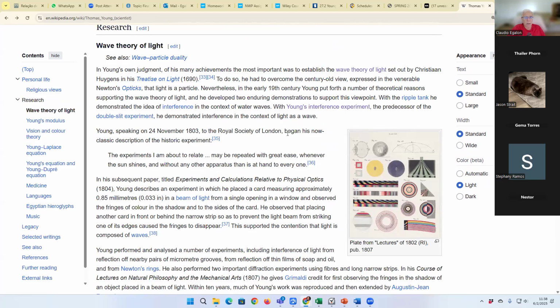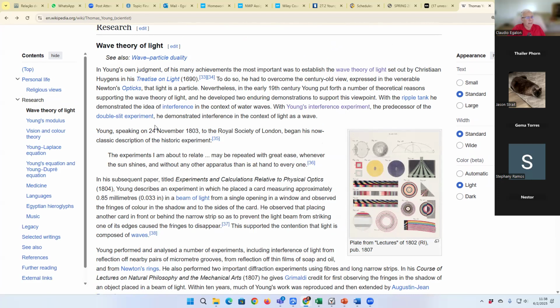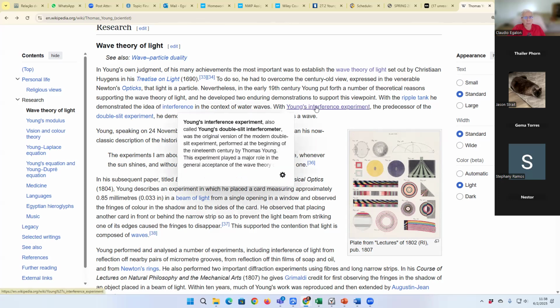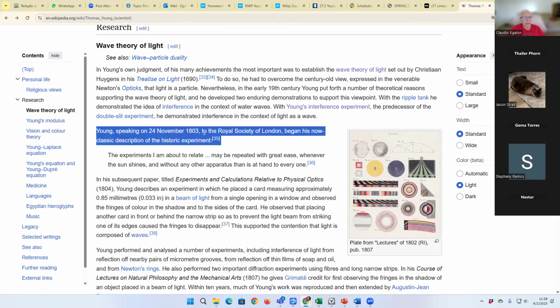Okay? This Young interference experiment today is used to explain the interference of electrons as well. That's how important it is, okay? Even today, 200 years later, we're still using this theoretical framework that was proposed by Thomas Young himself. Young, speaking on November 24, 1803, to the Royal Society of London, began his now classical description of the historical experiment.